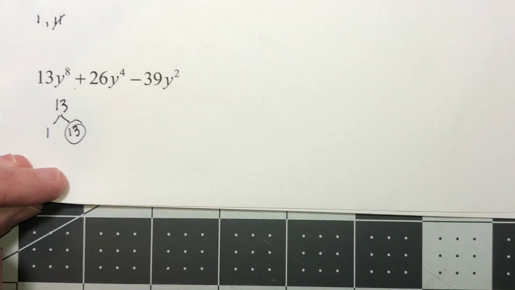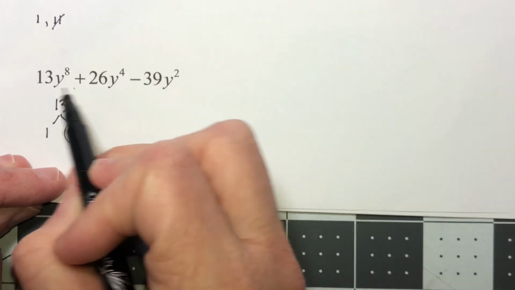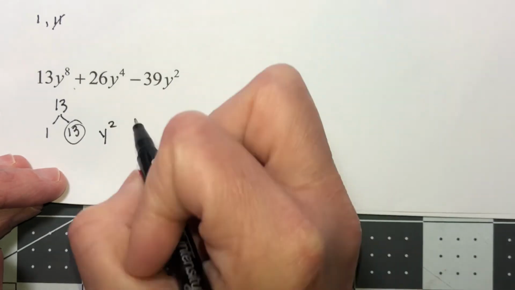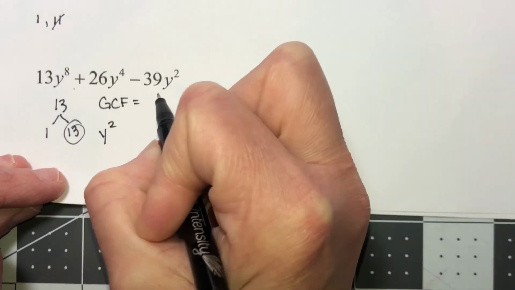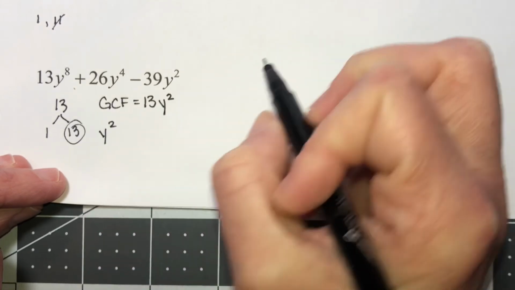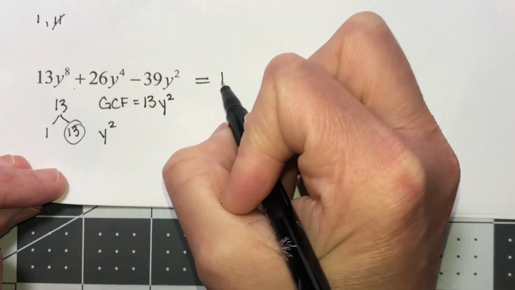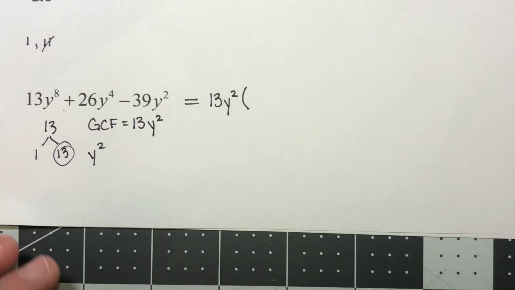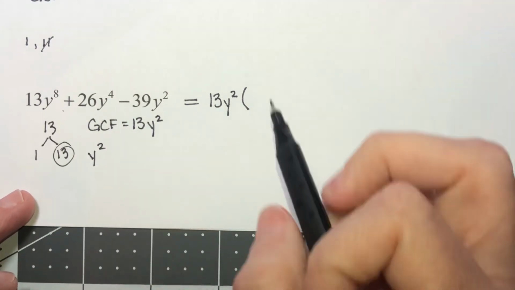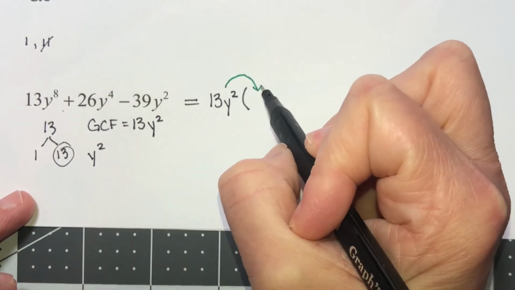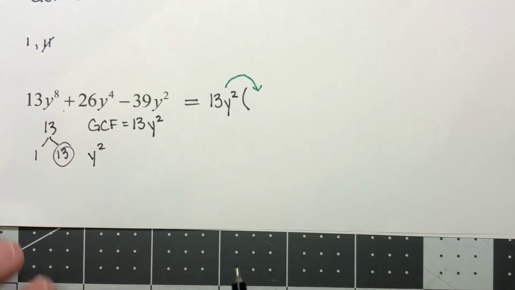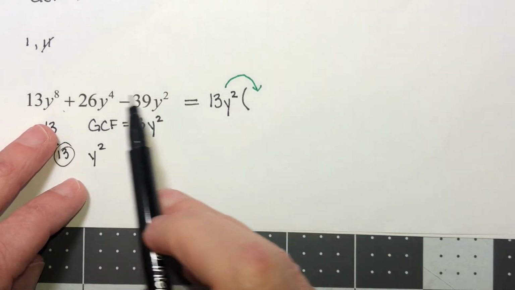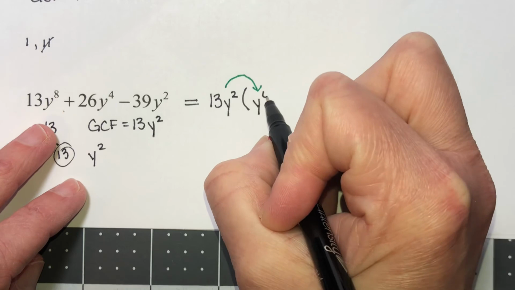Now what about for my variables? I do have a y in each of them. My smallest exponent is the 2. So my GCF is 13y squared. So when I go to factor this, 13y squared times. Now this is a big distribution. I need to get all 3 terms back. 13y squared times what gives me 13y to the 8th? Well, the 13 is already there. Here I have 2 y's. I need 8, so I need 6 more. So y to the 6th power.